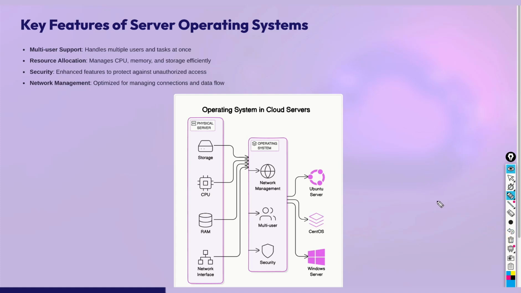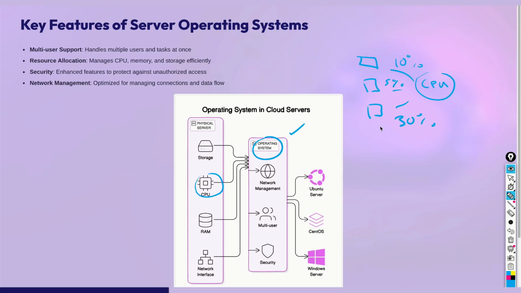Then we have resource allocation. Server OSs efficiently distribute CPU, memory, and storage resources among various services and applications to optimize their performance, all right? So this operating system is very smart. It knows exactly how much CPU to use if we have different tasks. If we have, let's say, 3 different tasks, that OS will know exactly how much to split off. So maybe 10% here, 5% here, maybe this one needs 30%. It will efficiently know how much power to give to each one.